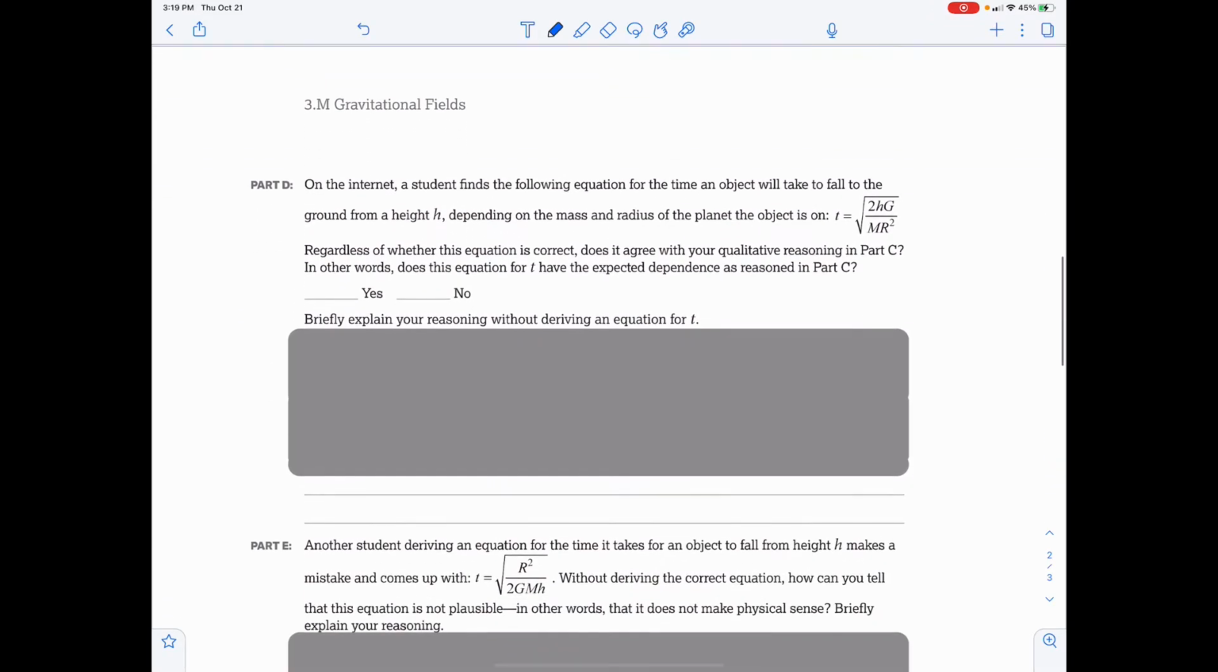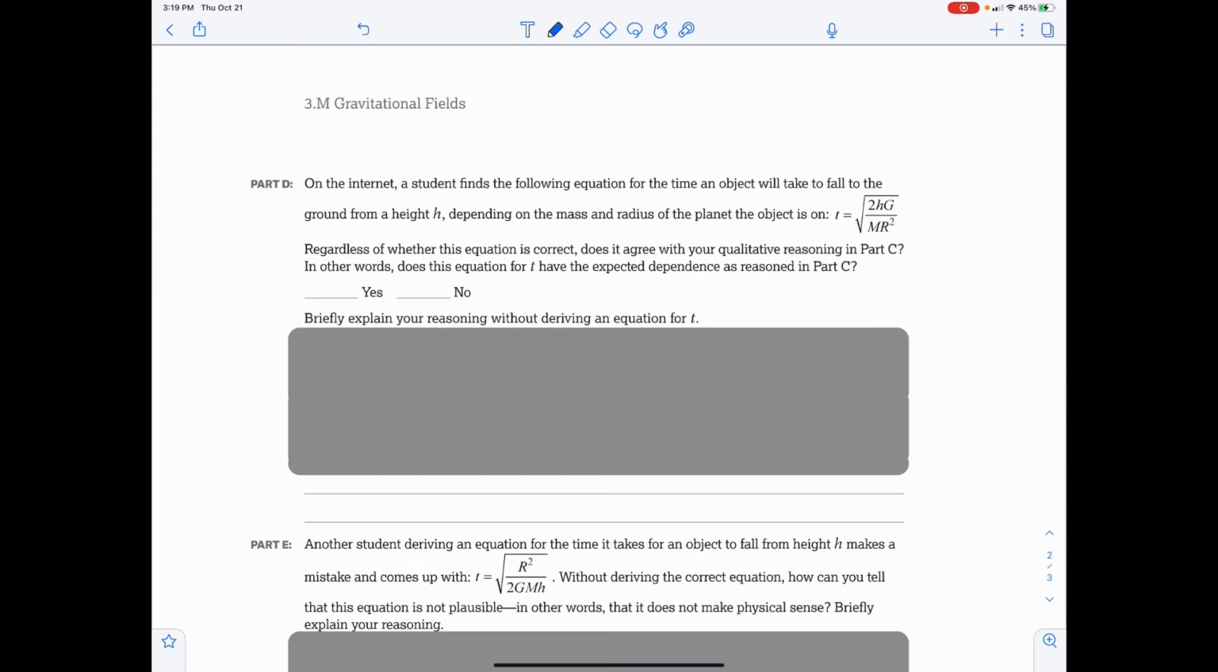Part D. On the internet, a student finds the following equation for the time an object will fall to the ground from a height h, depending on the mass and the radius of the planet it is on. And they come up with t is equal to the square root of 2 times the height times the gravity constant G divided by the mass of the planet times the radius of the planet squared, and the square root of all that. Regardless of whether this equation is correct, does it agree with your qualitative reasoning in part C?